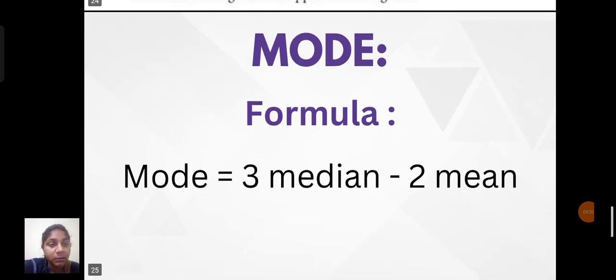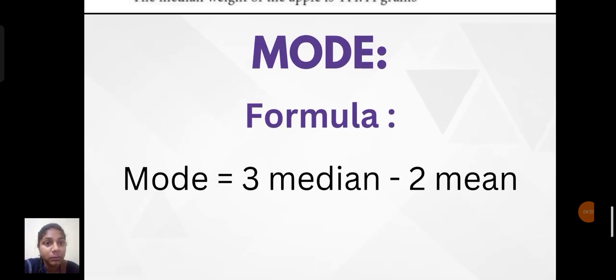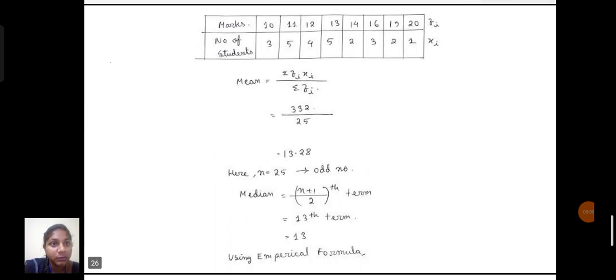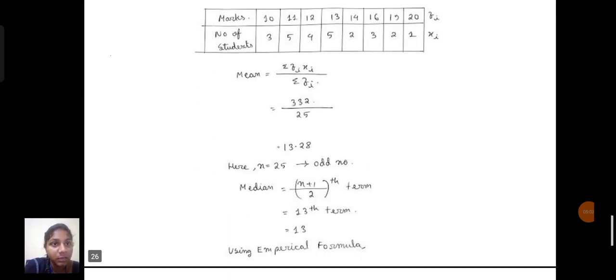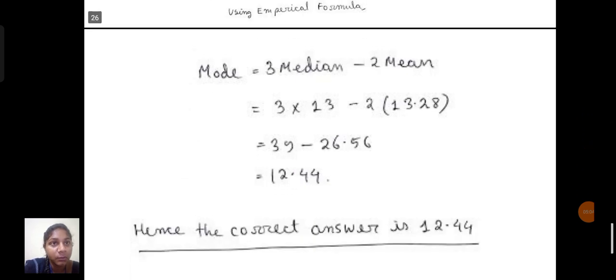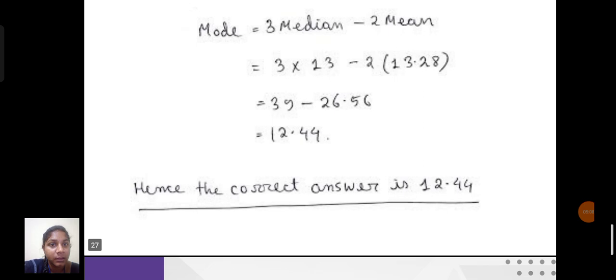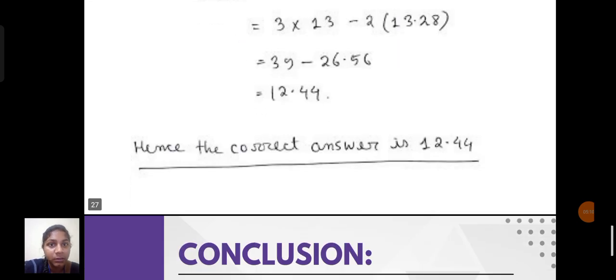Then the mode. Its formula is: mode equals 3 median minus 2 mean. First we find the mean and median of the sum, then we use the mode formula, 3 median minus 2 mean, and find the answer. Hence the correct answer is obtained.